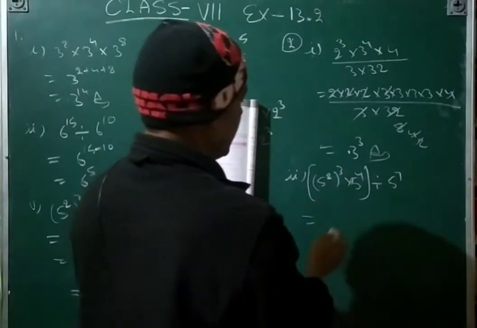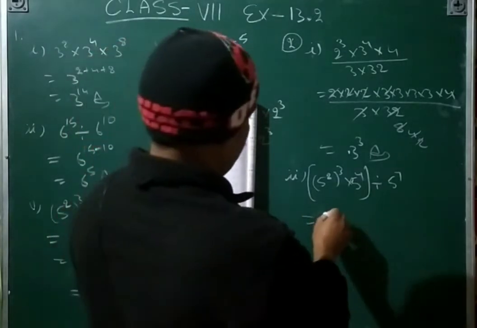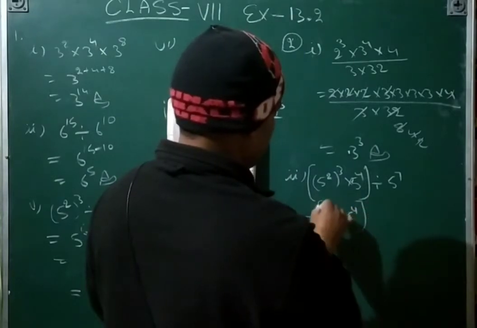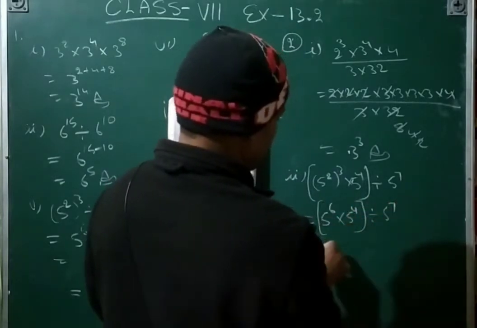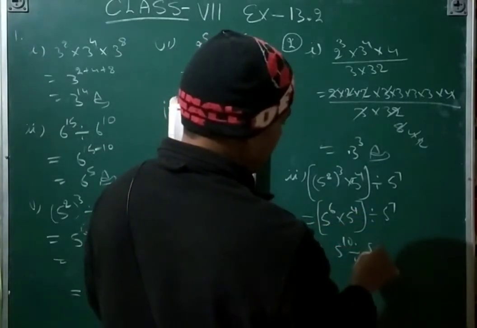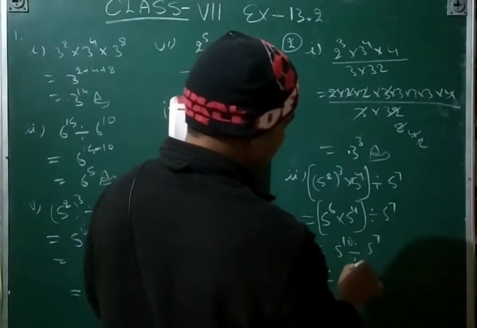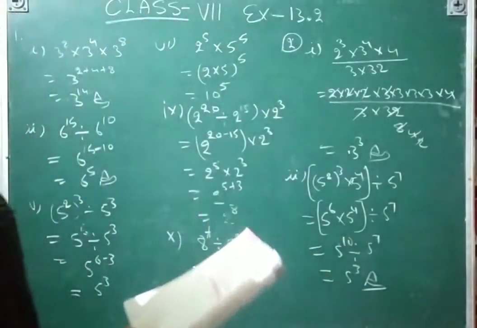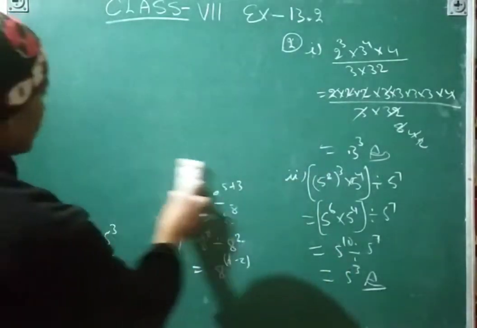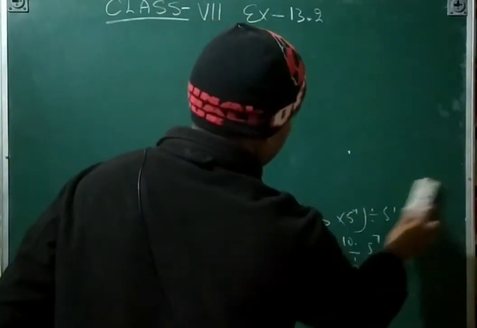First of all we will do this bracket. 5 power 2 times 3 is 6, multiply 5 power 4, divided by 5 power 7. By the addition of powers, because the base is the same, 5 power 10 divided by 5 power 7. By the divide, that will be subtract. So 5 power 10 less 7, that is 3. The second part we have done.